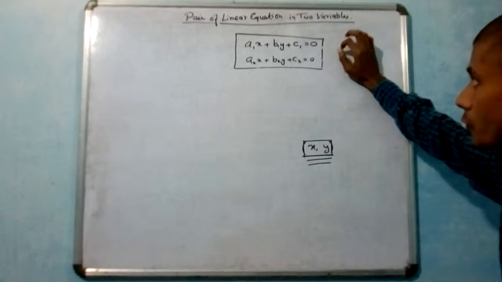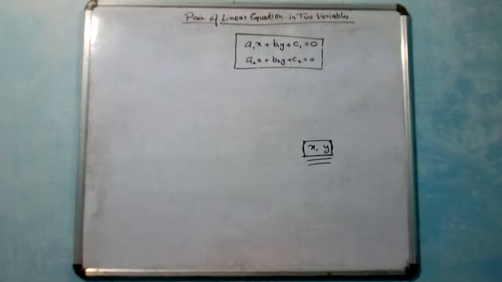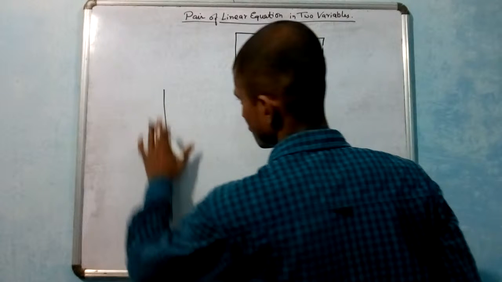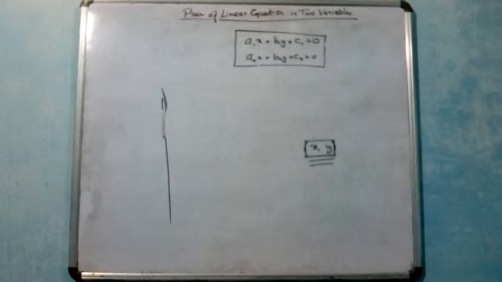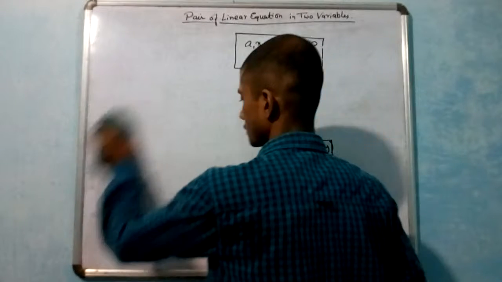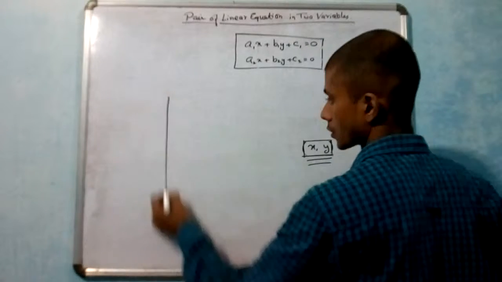So here we will get three types of solutions. Yes. So let us see on the graph. See how this pair of linear equations can be represented on the graph.